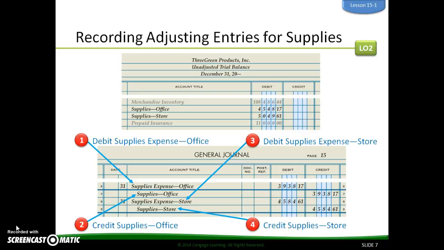So we know we had some stuff, we bought more, we used some things, and we want to make an adjustment to accurately reflect what we actually still have on hand at the end of the year. And we're doing that for both the office and the store category of our supplies.